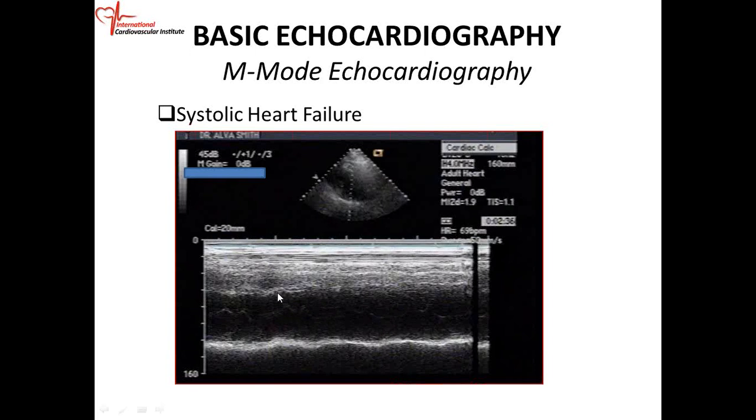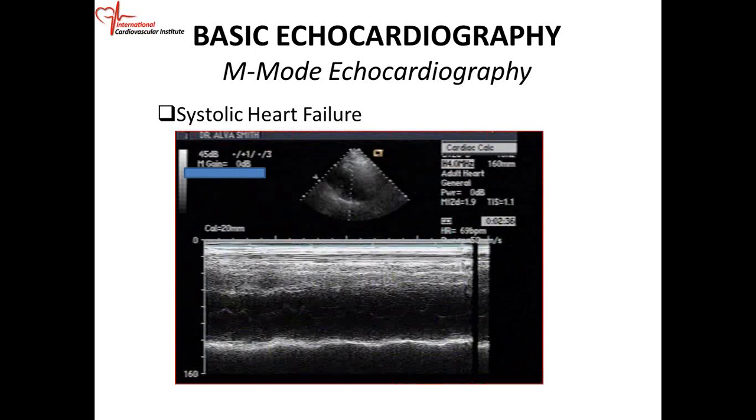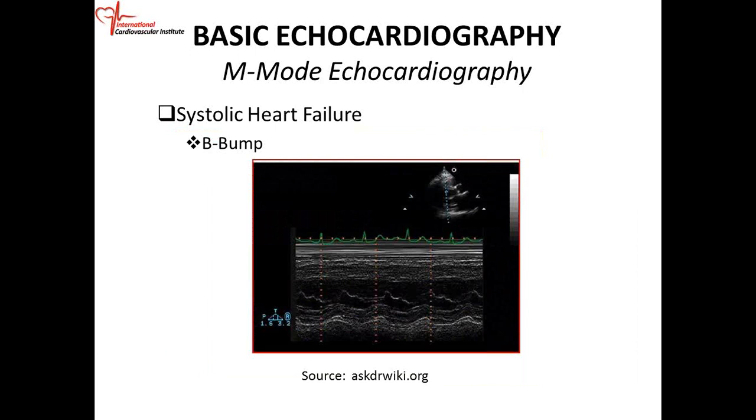So all you have to do is measure from the E point to the septum. If it's less than 1 centimeter, then it's normal. If it's greater than 1 centimeter, it's abnormal. Okay? Greater than 1 centimeter suggests that you have reduced ejection fraction. E-point septal separation.